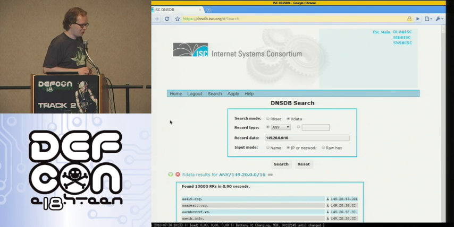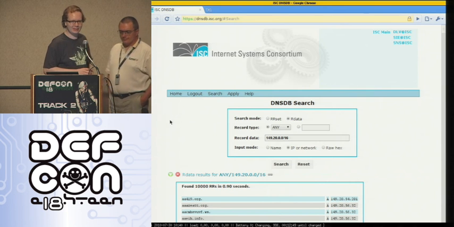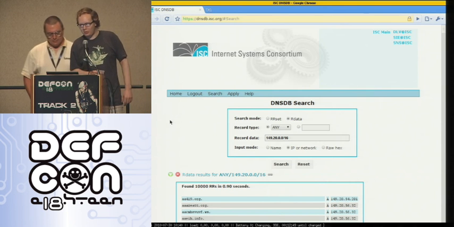We haven't really tried to discover covert channels using the passive DNS data, the raw data itself. As I mentioned, I'm not a security researcher. I just build tools that security researchers can use. So I'm afraid I don't have any really hot examples for you. Any other questions?